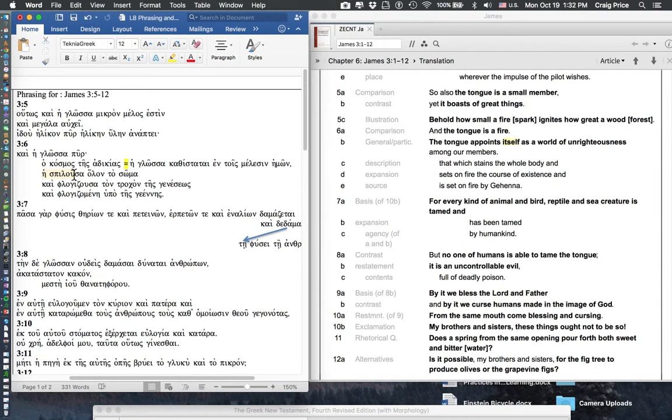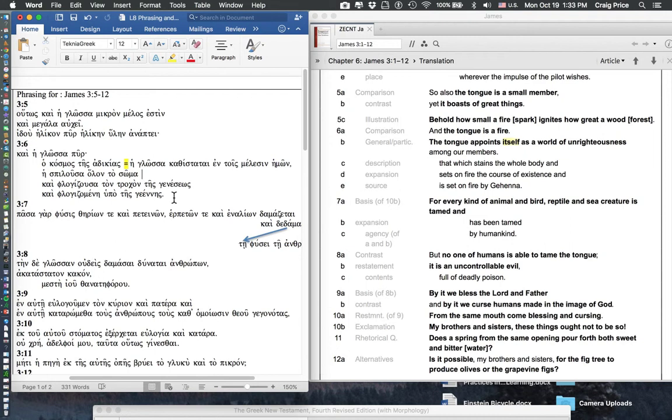So, that which stains the soma, the body. Now the tongue is representative of a universe of evil, and it's this little small member that stains the whole body. Then if you bring this article and attach it to the next participle, that which sets fire to the course of existence. Interesting phrase. I'll come back to that. And then take your article again, and that which is set on fire. There's your passive. It is set on fire by Gehenna.